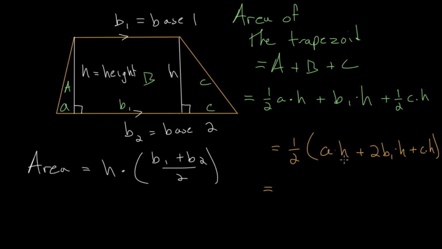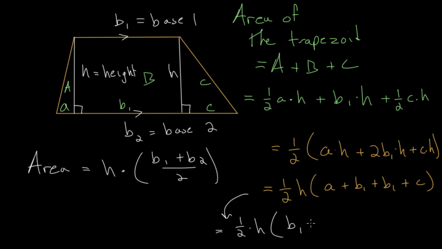And we'll continue by noticing that all of these have h in them. So we can pull that out as well. And we would then have 1/2 h multiplied by a plus twice b1. And I'll rewrite that as b1 plus c. And what we can do next is separate out one of these b1s. So let me rewrite that, where now this is 1/2 h multiplied by b1 plus a plus b1 plus c.